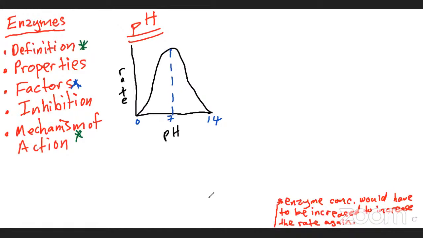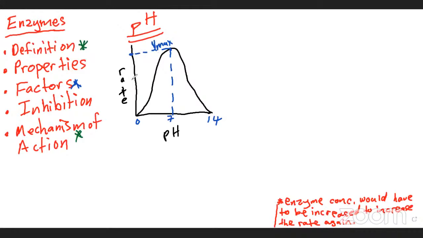And so on this graph, the optimum pH is where I would get my maximum rate, which would be here. I would identify this peak and draw a line to the y-axis. And whatever number is there, that would be my maximum rate. My optimum pH would be 7. Maximum rate would be here. So Vmax for my maximum rate, it would be the peak here.